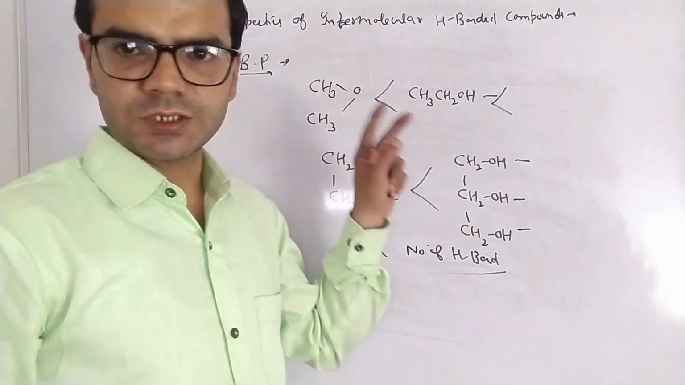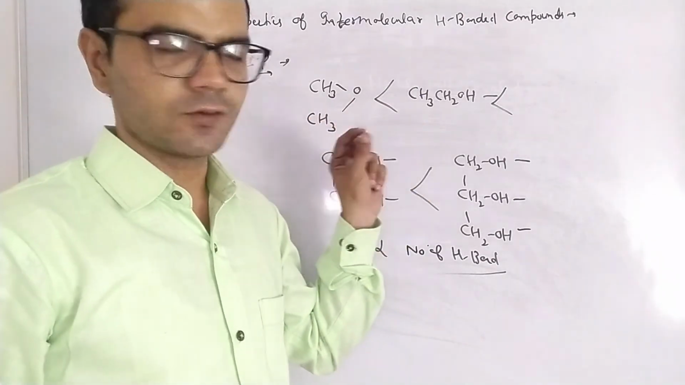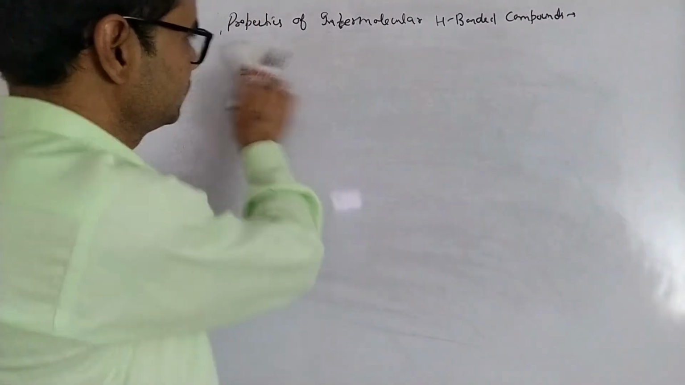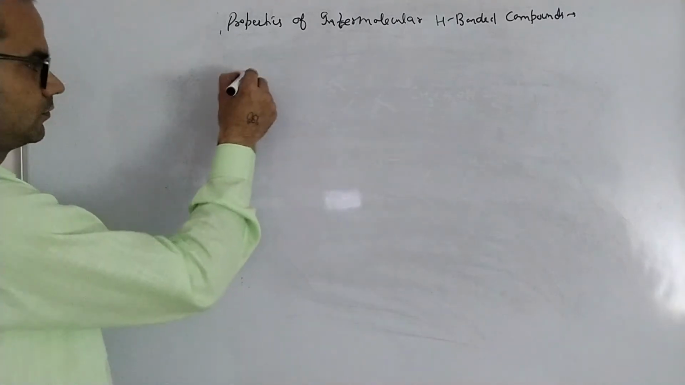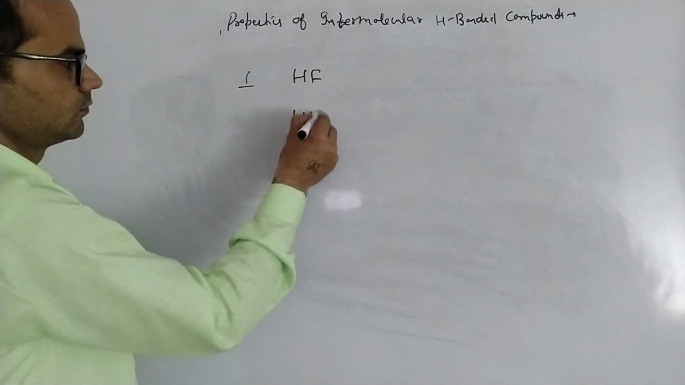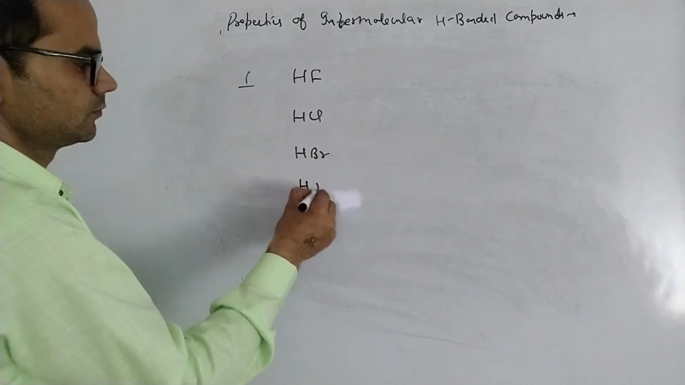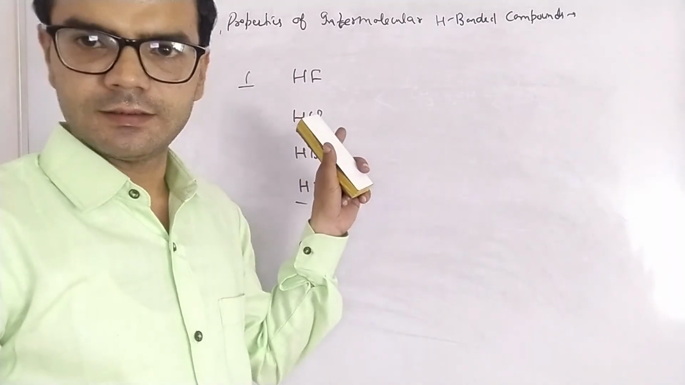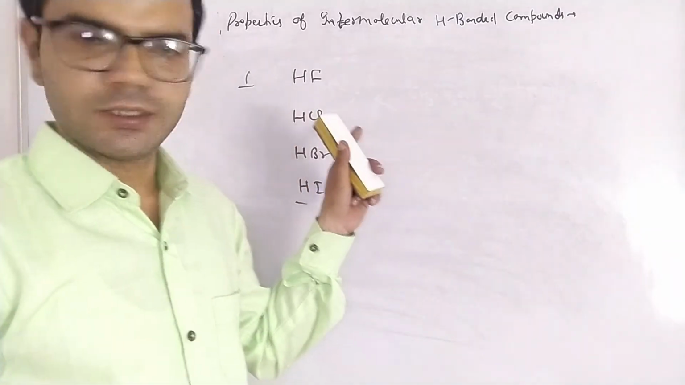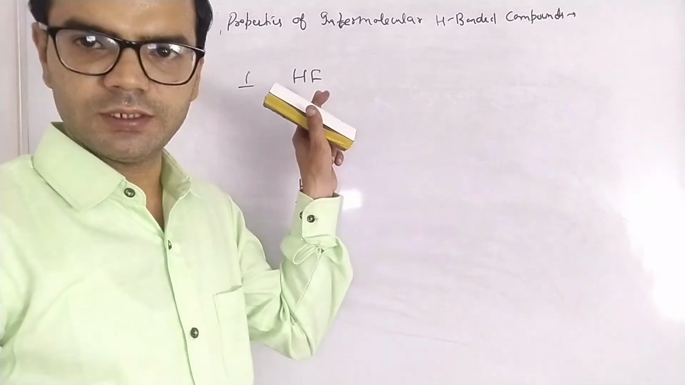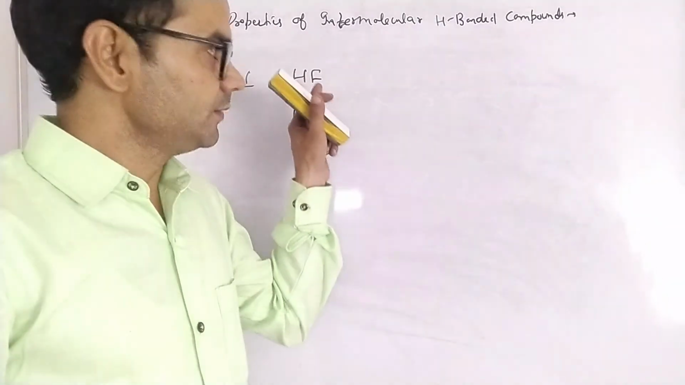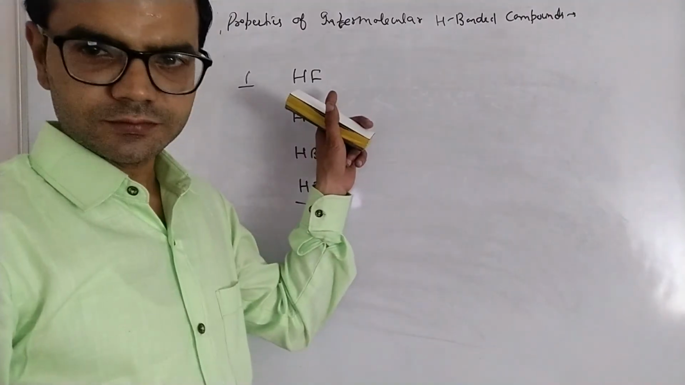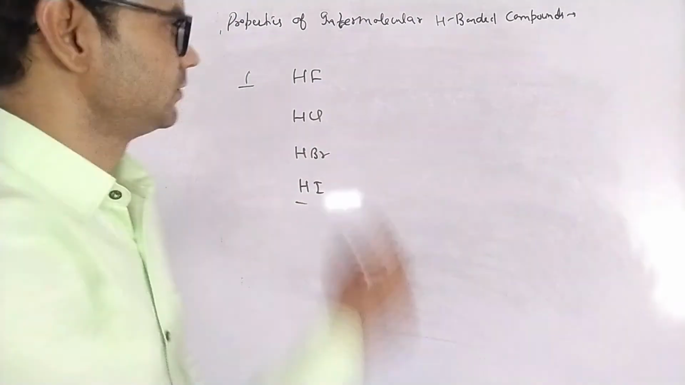Next, there are three important questions related to hydrides of group number 15, group number 16, and group number 17. Many times the question has been asked, write the boiling point of hydrides of group number 15, 16, and 17. These are the hydrides of group number 17. Now we have to write the boiling point order. Now we can say HF forms hydrogen bond. That means it is having a high boiling point, high viscosity, and a liquid nature as well.